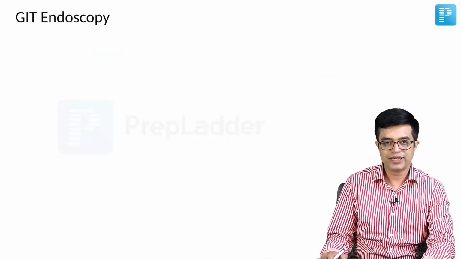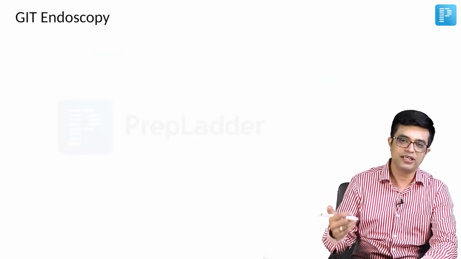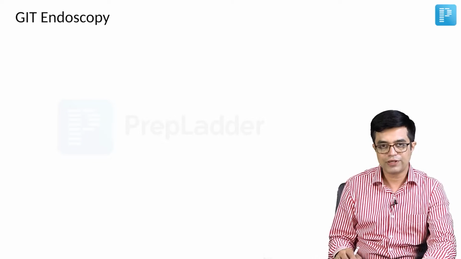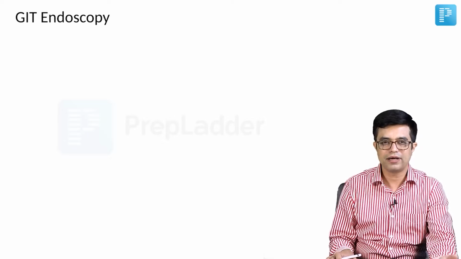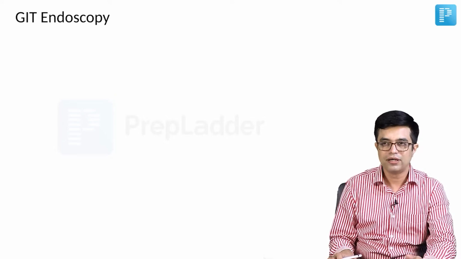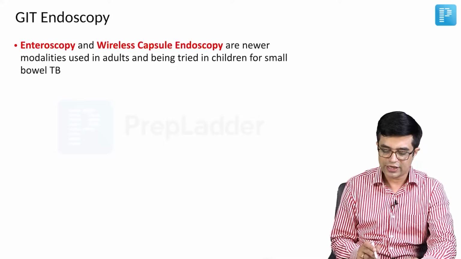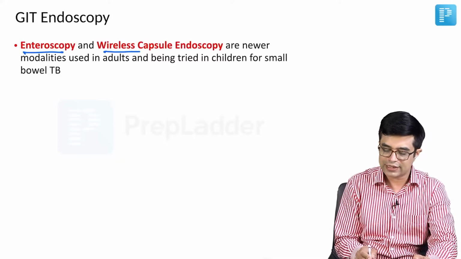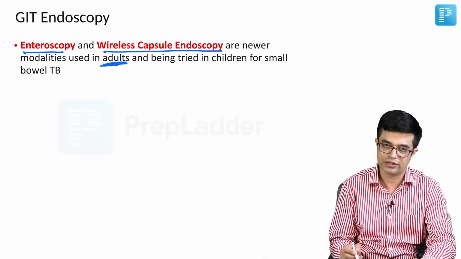Then we can do a GI endoscopy. GI endoscopy is useful for upper GI lesions. As we shall see later, the esophagus and stomach are very seldom involved. So in proximal involvement, duodenal involvement, jejunal involvement, GI endoscopy can be used. There are modifications called enteroscopy and wireless capsule endoscopy, which are being used in adults, and they are also being tried in children these days.